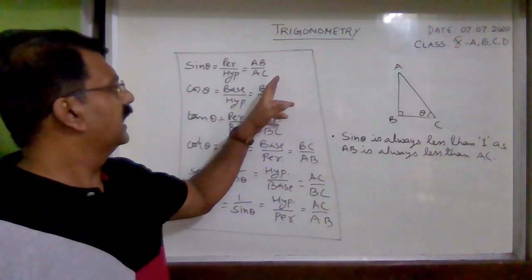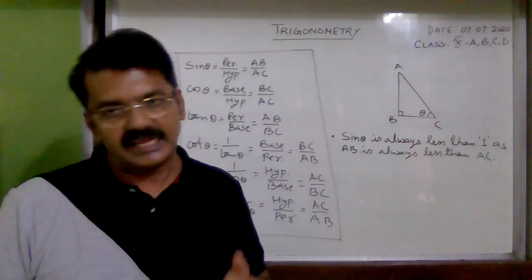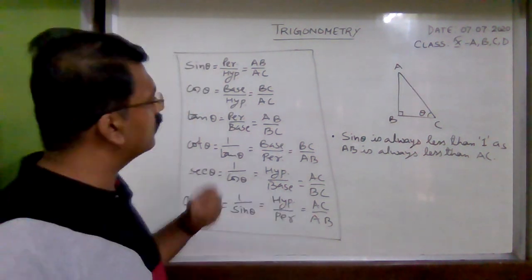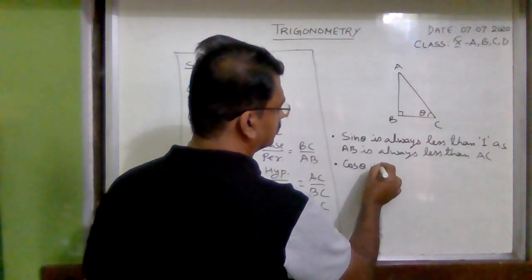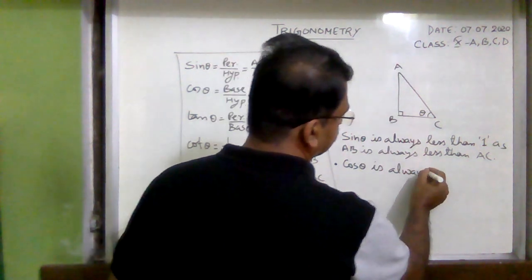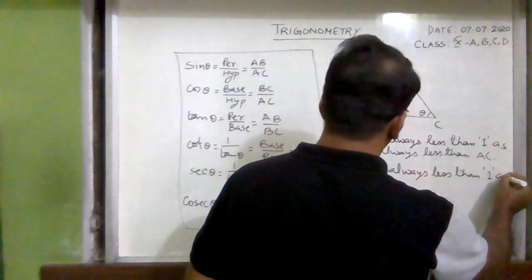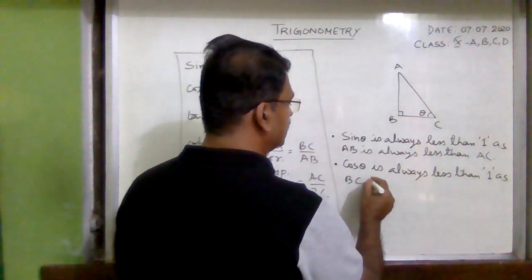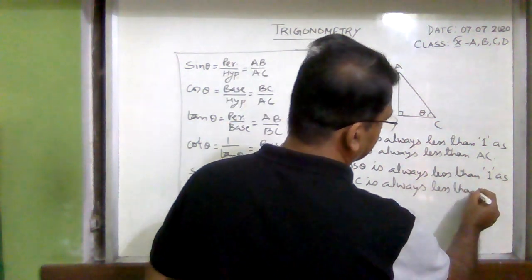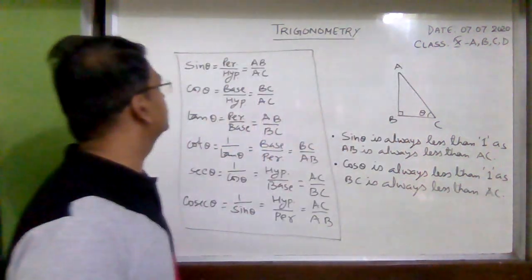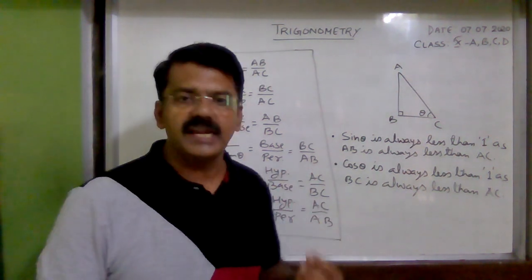Similarly, cos theta is BC upon AC. Again, BC is always less than AC, so cos theta is always less than 1. Same as sine theta, cos theta is always less than 1, because BC is always less than AC.